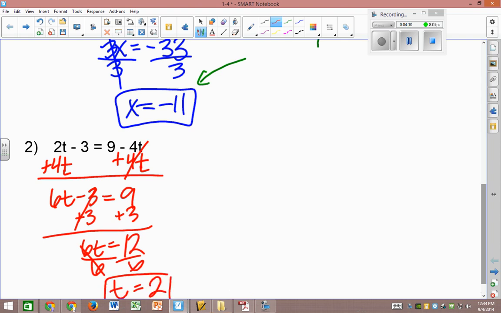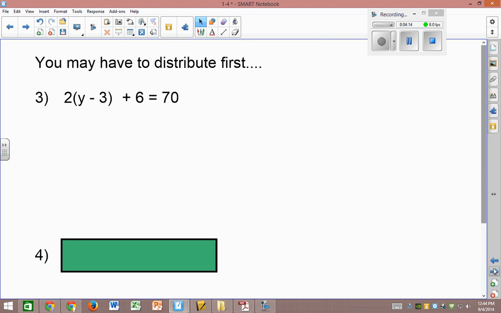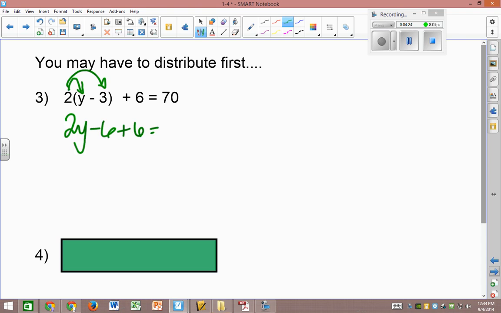And again, you can mentally check. Alright, next up. You might have to distribute first. So what are we doing with that? Take 2 times each of those. 2i and minus 6. Hey, I see a minus 6 and a plus 6. Yay! They're like terms. Those cancel. There's 0 right there. Divide by 2.